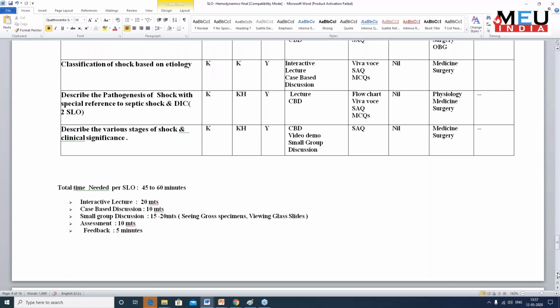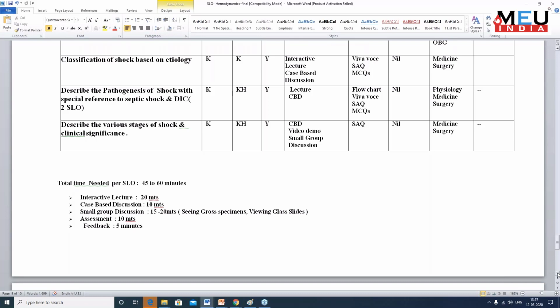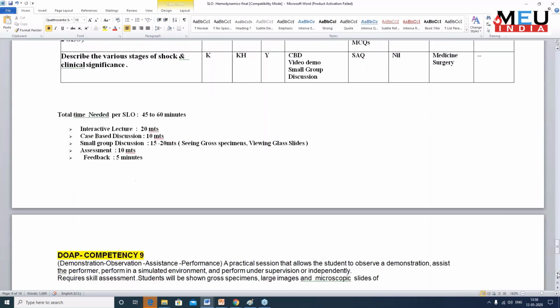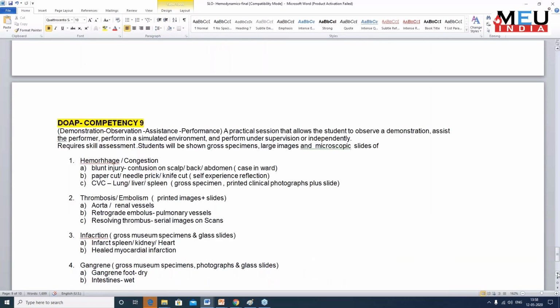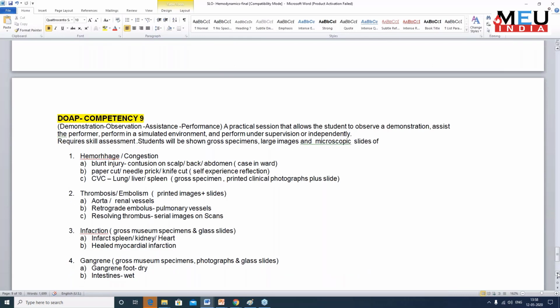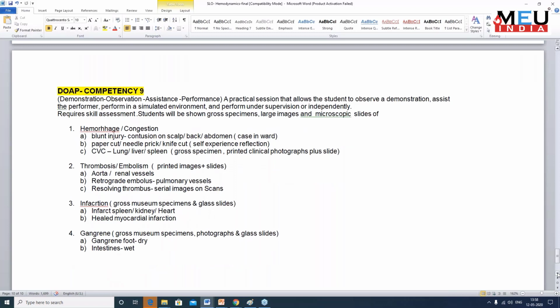So, small group discussion or a video demo, and assessment method would be short essay questions. This is an additional which you have made. Yes, sir.